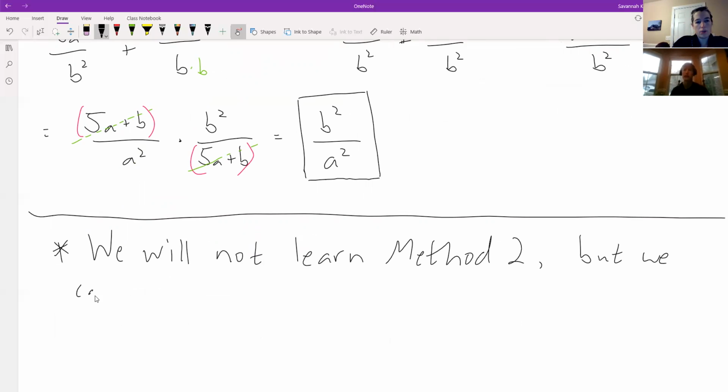we can use method 1 on those problems. So we can continue to work the problems in the sections.